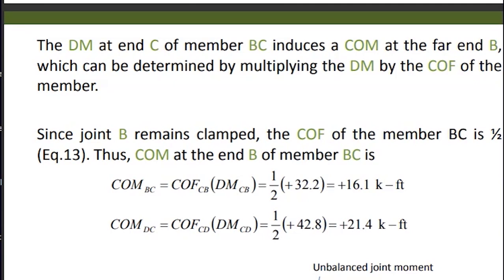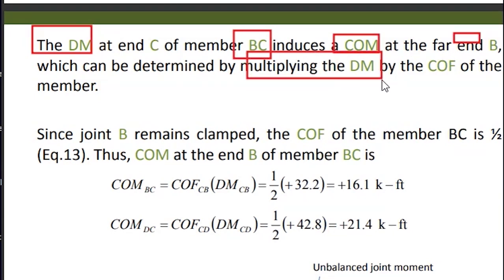Now, as we said, the distribution moment at joint C can be induced to BC, and the carryover moment at far end B should be determined by multiplying the distribution factor with a carryover factor. Now the carryover factor, as we said, is a function of the support condition. Now the support condition is fixed, so the carryover factor is a half.